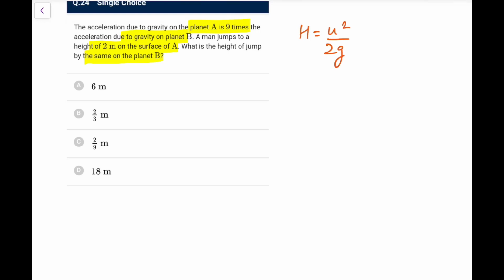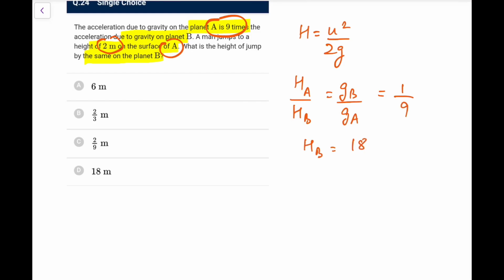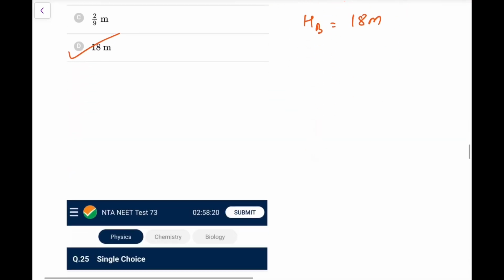Because the gravity on planet A is 9 times that on B, and the man jumps 2 meters on A, h on A to h on B, assuming same u, would be gB upon gA, and gB upon gA is 1 upon 9. So h of B would be equal to 18 meters here. So you can go for option D here.